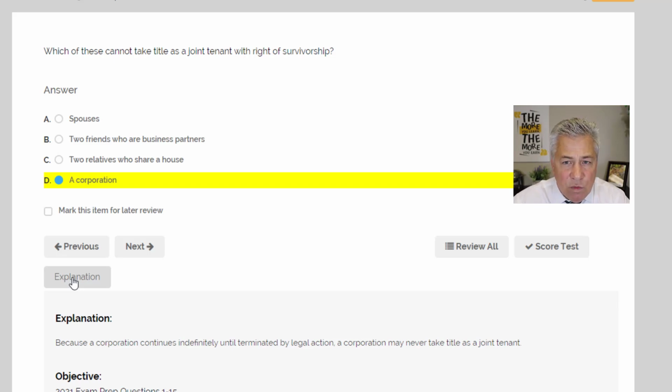So when a corporation owns real estate, it doesn't matter if it's an LLC or a subchapter S or what kind of corporation. When a corporation owns real estate, it's always ownership in severalty, ownership by one person or entity. Microsoft might have 400 million stockholders, but if Microsoft owns real estate, it's always ownership in severalty.